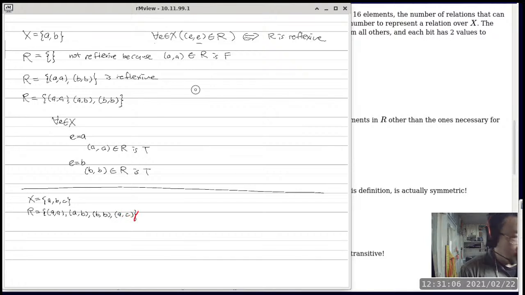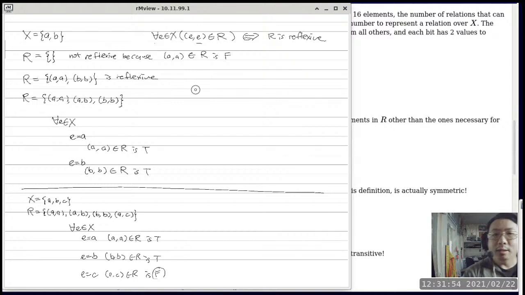Okay. So in this case, R is not reflexive. It is not reflexive not because of the presence of AC, but because of the absence of CC. Because if you think about this from the loop perspective, when we say for every E in X, this E will bind to element A, it will bind to element B, it will also bind to element C. When E is bound to element A, AA is in R is true. When it binds to B, BB is in R is true. When it binds to C, then CC is in R is not true. And since we have at least one item that is making the universally quantified condition false, the entire statement is false.